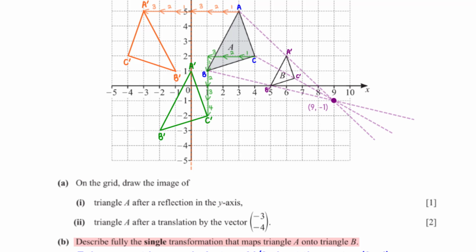From here, all we need to do now is to find the center of enlargement. We can get this by connecting at least 2 corresponding points on both triangles. The intersection point of the lines is the center of enlargement. In this case, we get the center as 9, -1.